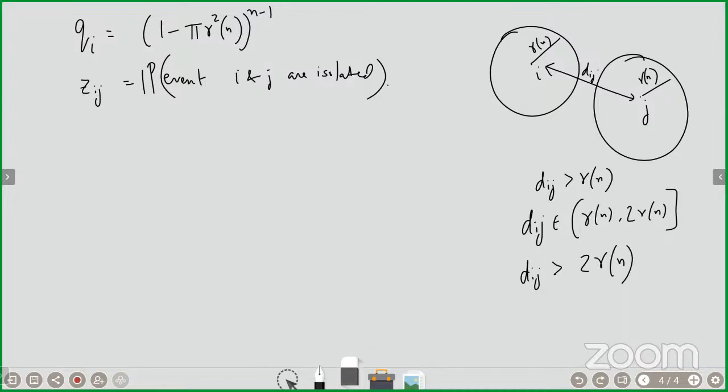So there are only two possibilities. Either the distance between them is between Rn and 2Rn, or it is strictly greater than 2Rn. So can you write ZIJ in terms of these two disjoint events? See, what is happening is for the rest of the nodes, the area is not 1 minus pi r square where they all can lie. Because of this, it's further restricted. So under this condition, what is that, and under this condition, what is that.